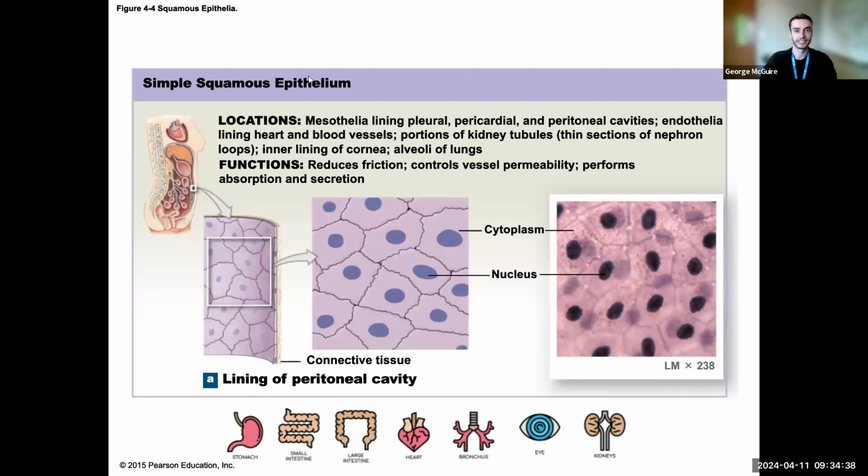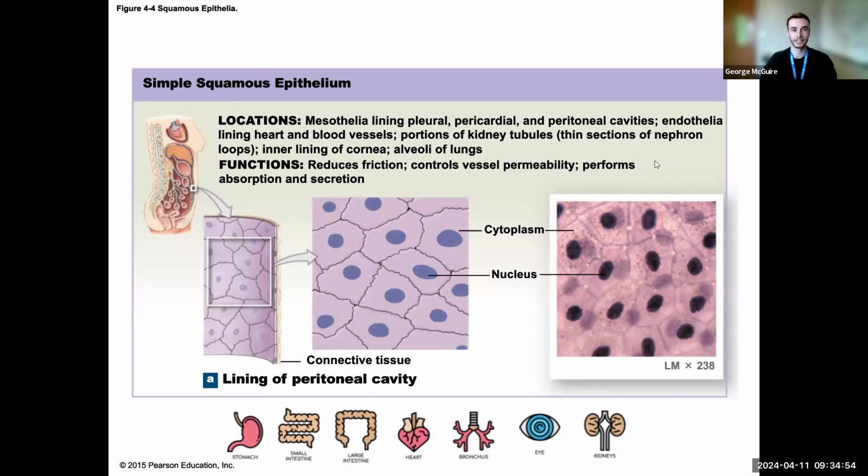So starting with squamous epithelia. Squamous is coming from the root word referring to scales. And so squamous epithelia have that really flat, scale-like shape. And simple squamous epithelia would be one single layer of those squamous cells.